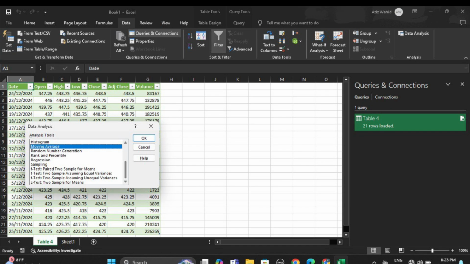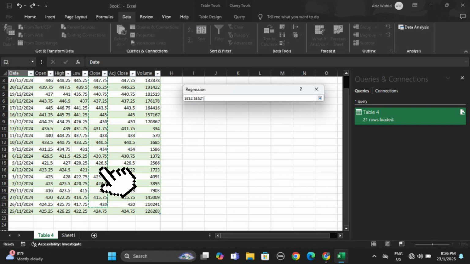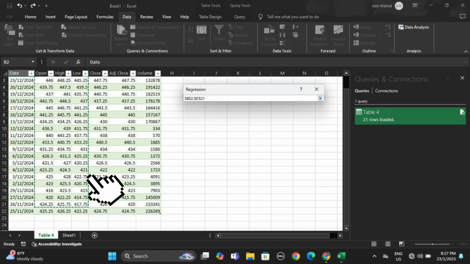And after that, on the bar above, you can see the word Data. So we click on Data again and go to Data Analysis. In Data Analysis, you slide down the bar and choose Regression. After you find Regression, you click OK. Finally, we will start our multiple regression by using our closing data as the Y value, and for the X value, we will use opening, high and low.